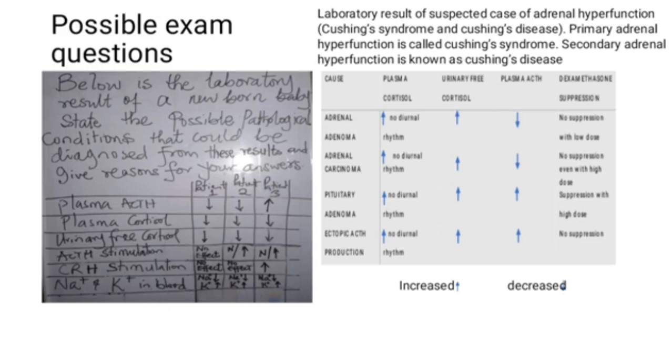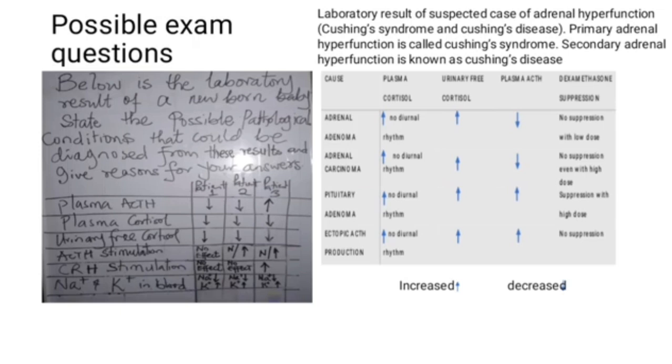All right. So you see, now if you do ACTH stimulation, it's normal, showing that the pituitary is normal. If you do CRH stimulation, it's normal. So the pituitary and the hypothalamus are normal, but where the problem now lies is in the adrenal gland. So this is a clear case of adrenal insufficiency, primary adrenal hypofunction, also known as Addison's disease.